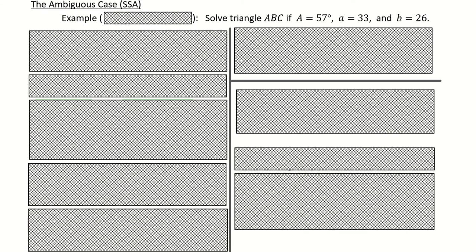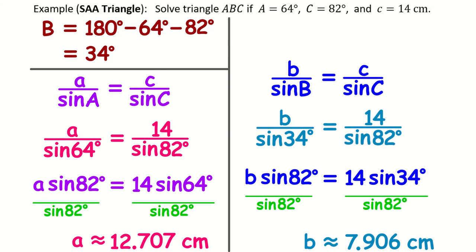So here's what we're about to move on with when it comes to these example problems. The first couple examples had this little thing written here that said SAA triangle or ASA triangle.